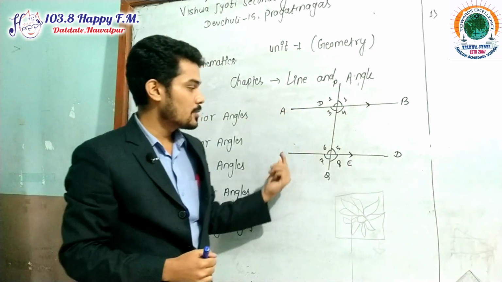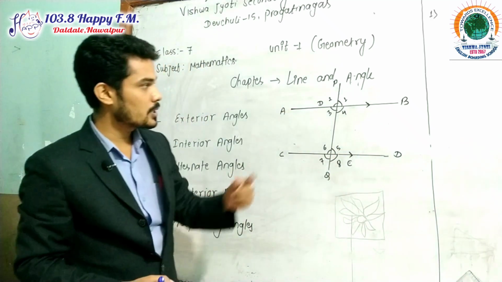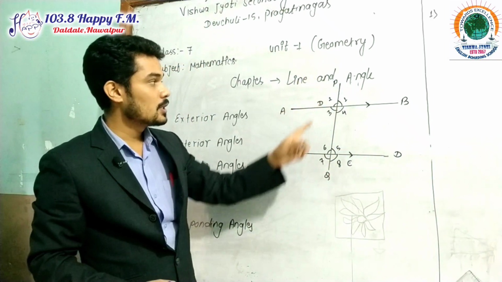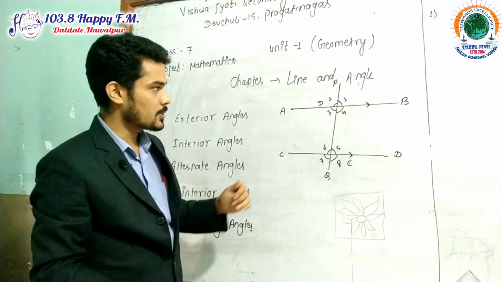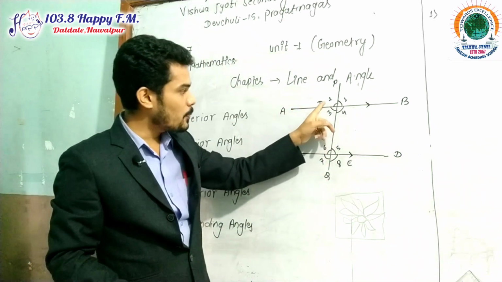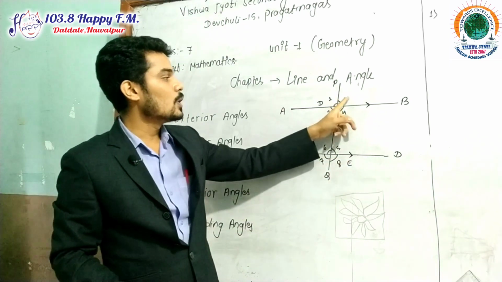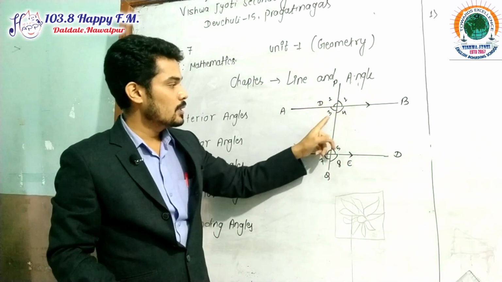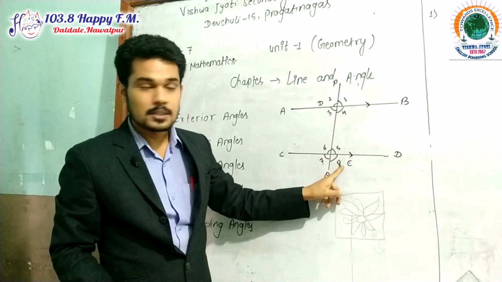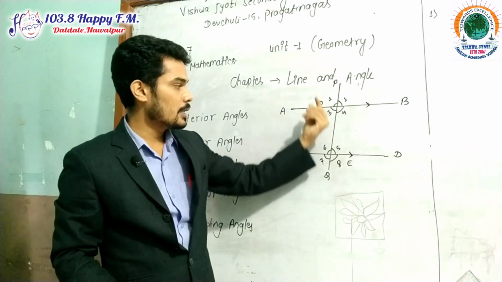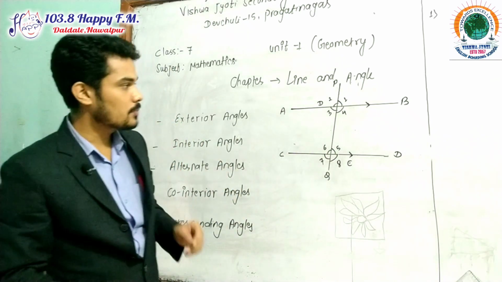AB line and CD line are parallel to each other. They are known as the parallel lines. And similarly, PQ line is known as the transversal. When these parallel lines are intersected by a transversal PQ at the points D and E, how many angles are formed there? 1, 2, 3, 4, 5, 6, 7 and 8. So when two parallel lines are intersected by a transversal, altogether 8 angles are formed.